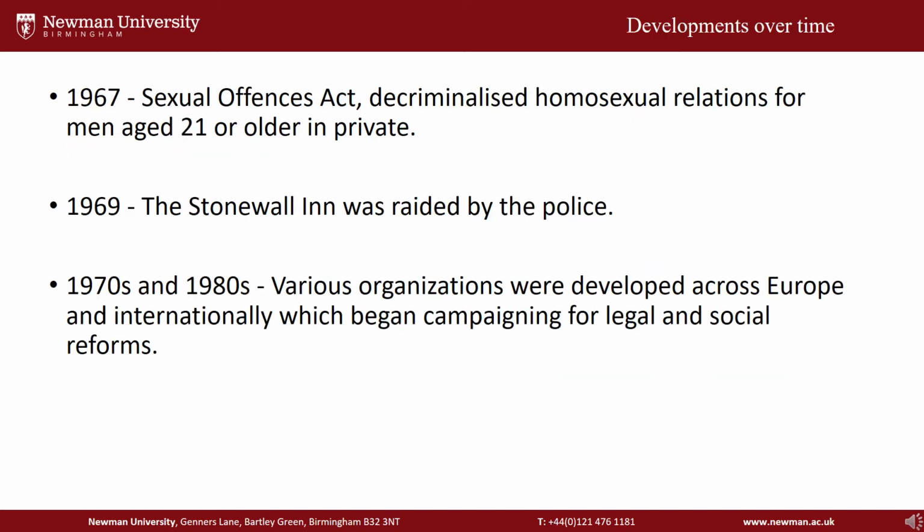So a full decade after the Wolfenden Report, we finally see some legislative progress. In the Sexual Offences Act of 1967, and what that effectively did was decriminalise homosexual relations for men aged 21 or older in private. Now, private, again, is very narrowly defined, and whilst this legislation was considered a positive step, ultimately it was considered more an act of pity, actually, rather than empowerment of LGBTQ plus individuals. The age of consent still remained at 21, which was 5 years more than that of heterosexual sexual activity.